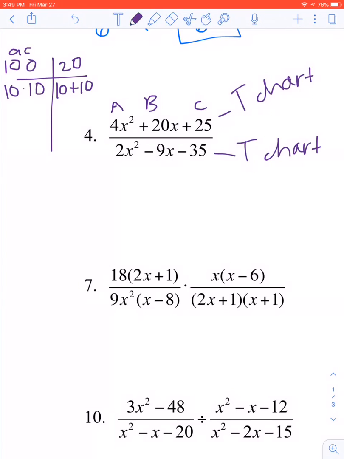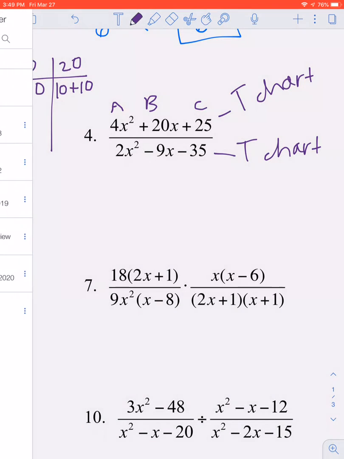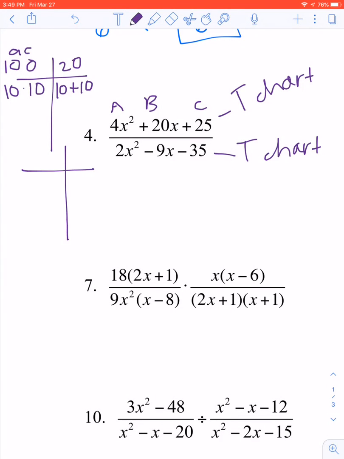Okay, so we're just going to go from here. We're going to do our T-chart for our bottom term, 2x squared minus 9x minus 35. Our a is 2 and our c is negative 35, so we get negative 70. And then we have a negative 9 over here. You can pause the video and think about two numbers that multiply to negative 70 and add up to negative 9, and just remember that one needs to be positive and one needs to be negative.